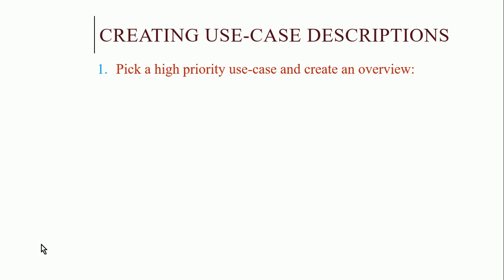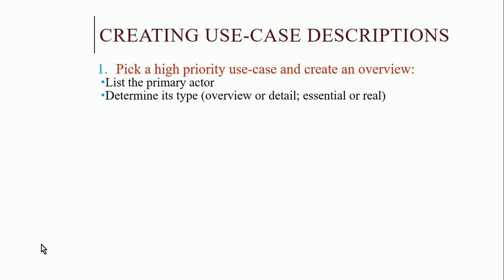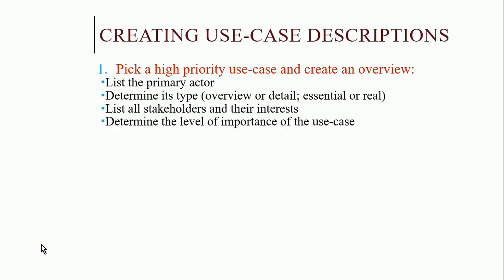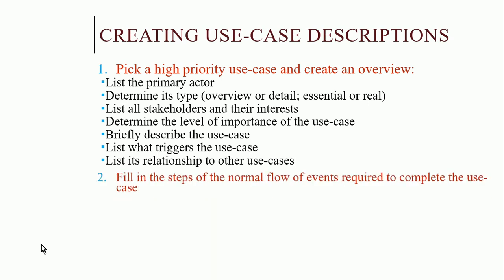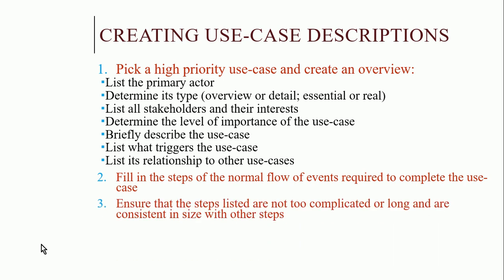So you're going to pick a high priority use case. What do we need to decompose with a fully developed description? The answer is you're going to start with a high priority use case. You're going to list the primary actor, determine its type, list all the stakeholders, determine the level of importance of the use case, briefly describe it, list what the triggers are, list the relationships. Then you're going to fill in the steps in the normal flow of events that are required to complete the use case. Ensure that the steps are listed and not too complicated. In other words, they're understandable, right?